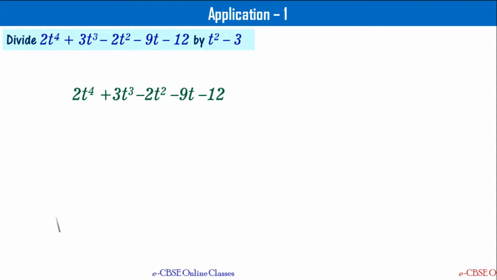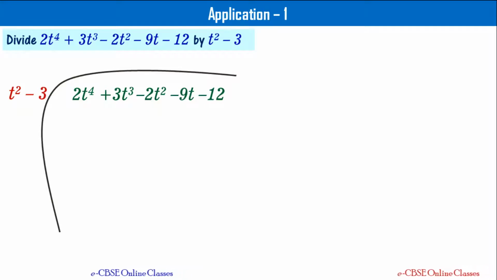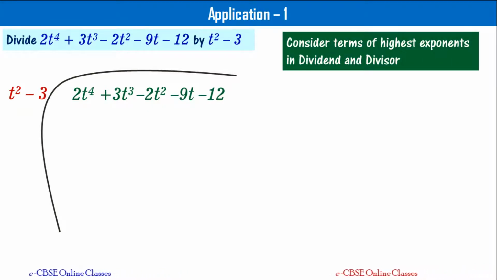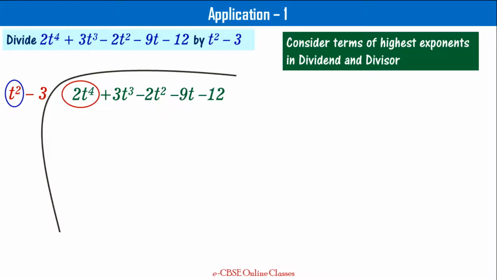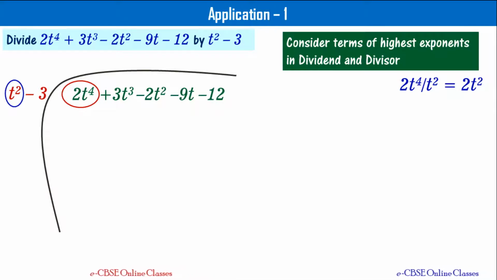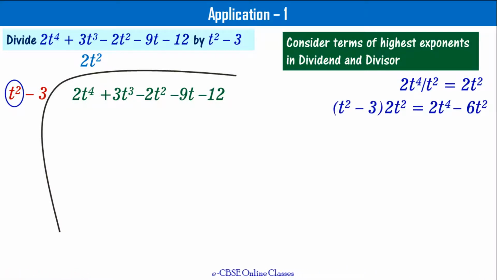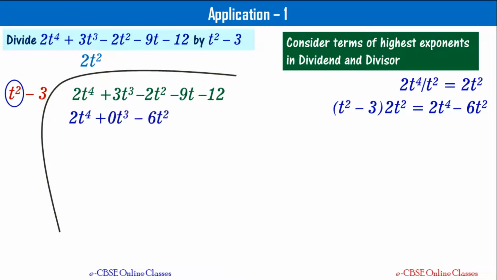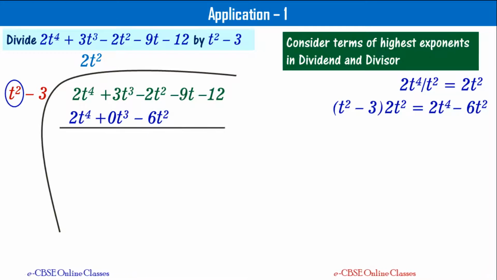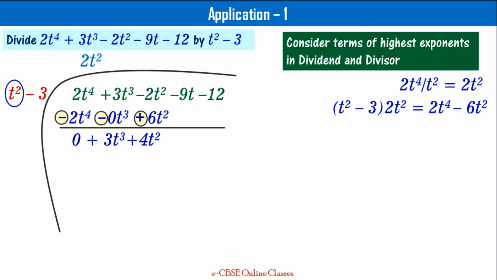Let's write both the polynomials as shown here and consider terms of highest exponents. 2t to the power 4 and t square are the terms. Let's divide now 2t to the power 4 with t square to get answer 2t square that has to go at the top as part of the coefficient. And now let's multiply t square minus 3 with 2t square and subtract the answer from previous polynomial. Once you subtract, what you get is 3t cube plus 4t square.